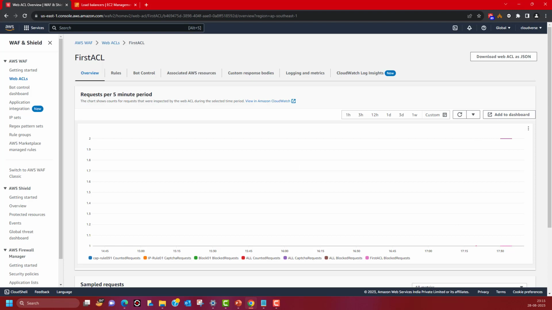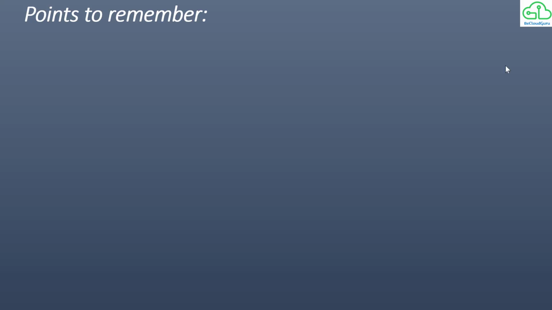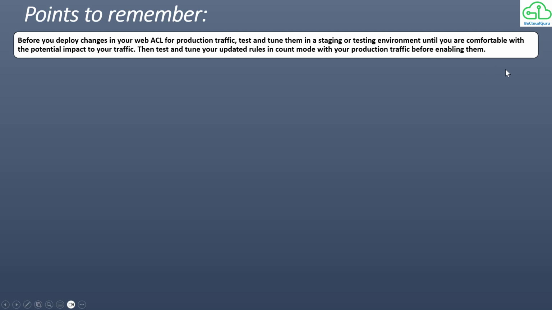So let's go back to our PPT and talk about some important points which would be useful for your interviews as well as for your examination point. Let's quickly go through the points which we need to remember, which I believe are quite important. The first one, and it's very important: before you make any changes on your web application, and if this web application is serving your production traffic, test and tune them in a staging or testing environment. And once you are comfortable that your rules are having the desired impact on your traffic, only then go ahead and apply those things in your production traffic.